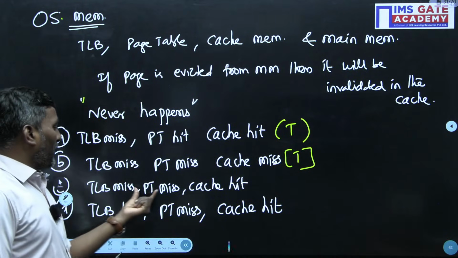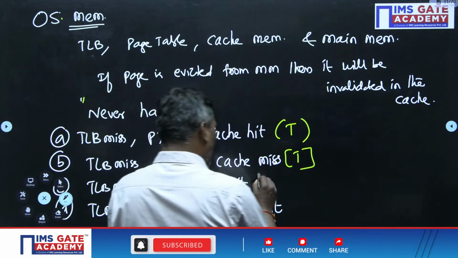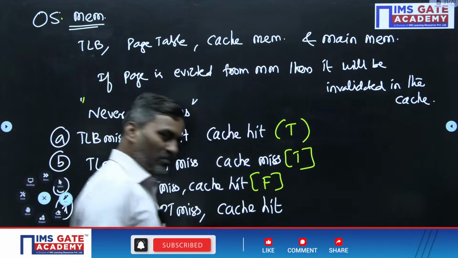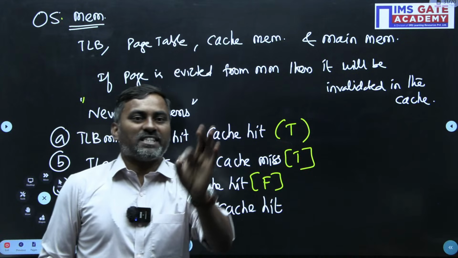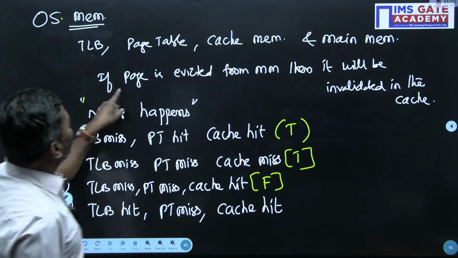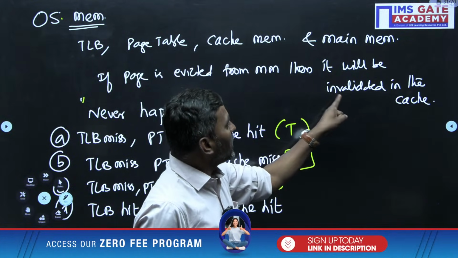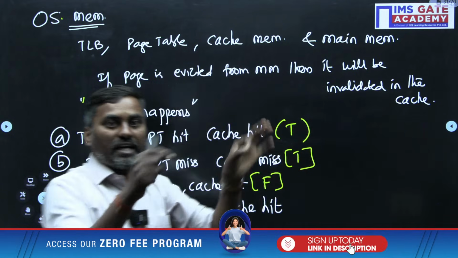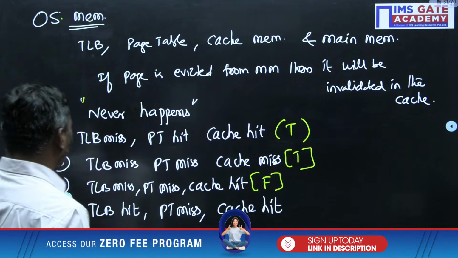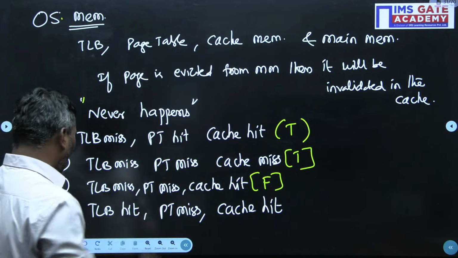TLB miss occurs, page table miss occurs, and cache hit is being asked. When this is true, this is definitely false. As I told, if the page is not in main memory, definitely it is not in cache memory. Also, if a page is evicted from main memory, then its entry will be invalidated in the cache. So it cannot be a hit, it can never be a hit.